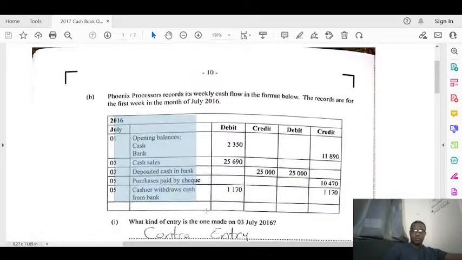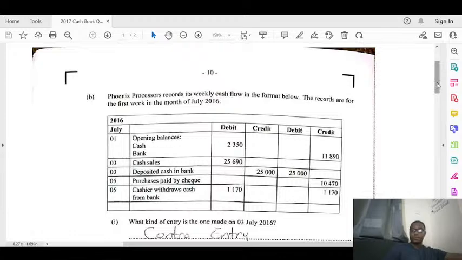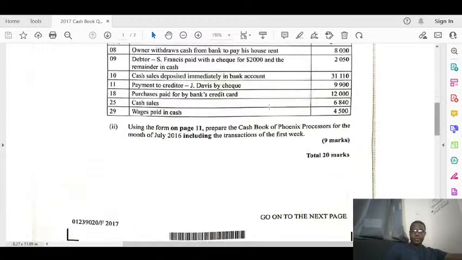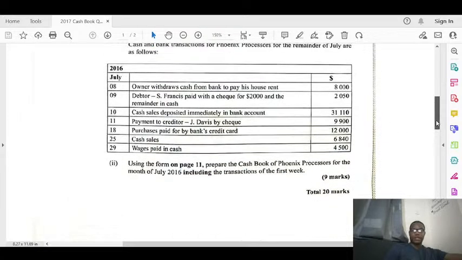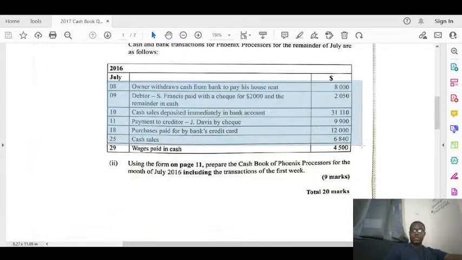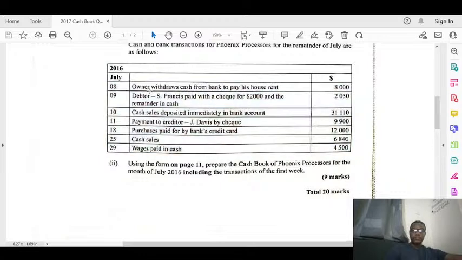So you have finished entering the information for the first week. All of this, we finish entering all of this, which is what the question had asked us to do. Right? So the question says, including the transaction of the first week. So we just did that. All right, now we're going to do the transaction for the second week, or for the rest of the month. We're going to input this in our cash book. All right, so let's start.